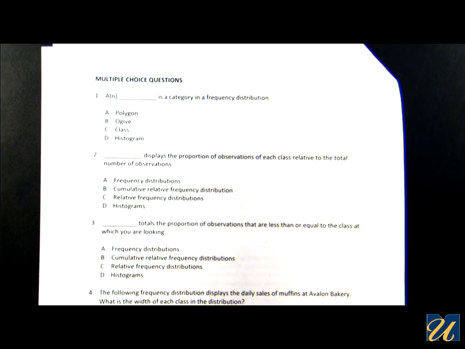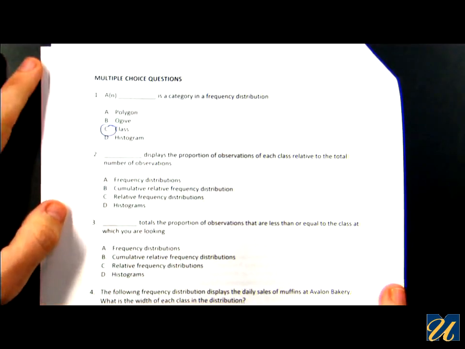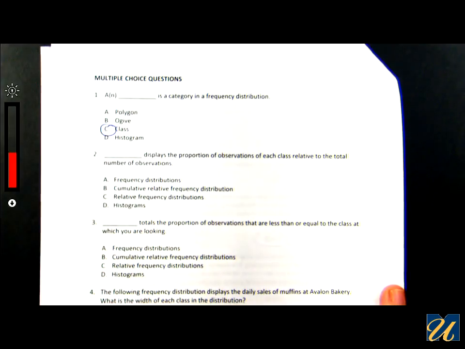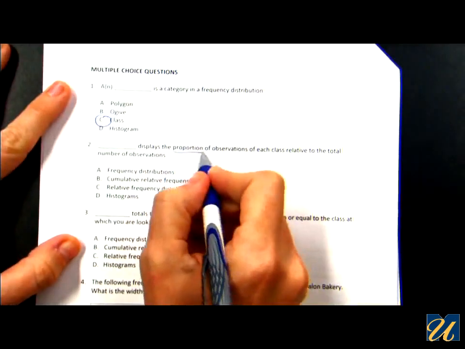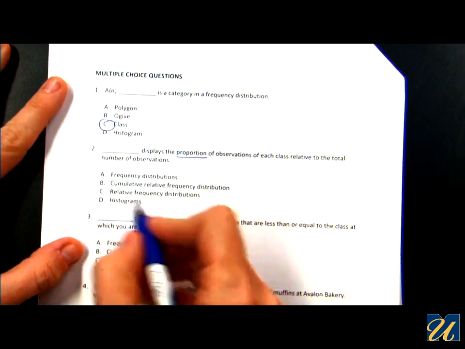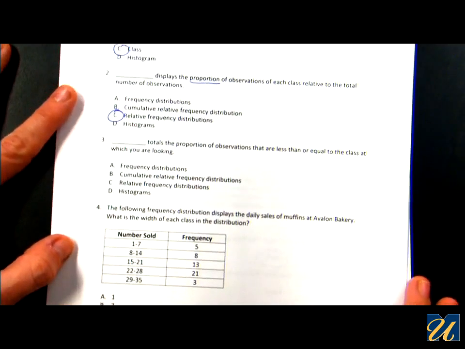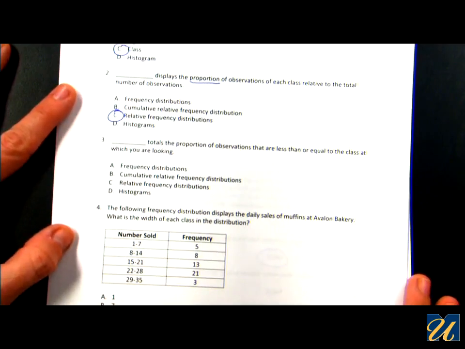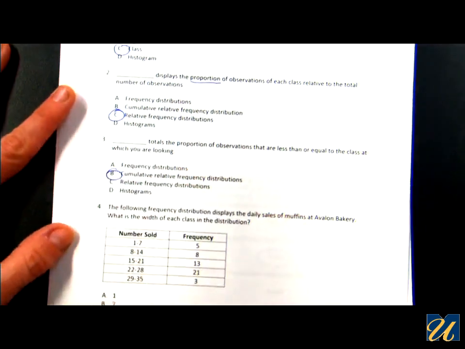What is a category in a frequency distribution? A class is a category in a frequency distribution. A what displays the proportion, keyword, the proportion of observations of each class relative to the total number of observations. This would be your relative frequency distribution. A what totals the proportion of observations that are less than or equal to the class at which you are looking. This would be your cumulative relative frequency distribution. So this would be B.